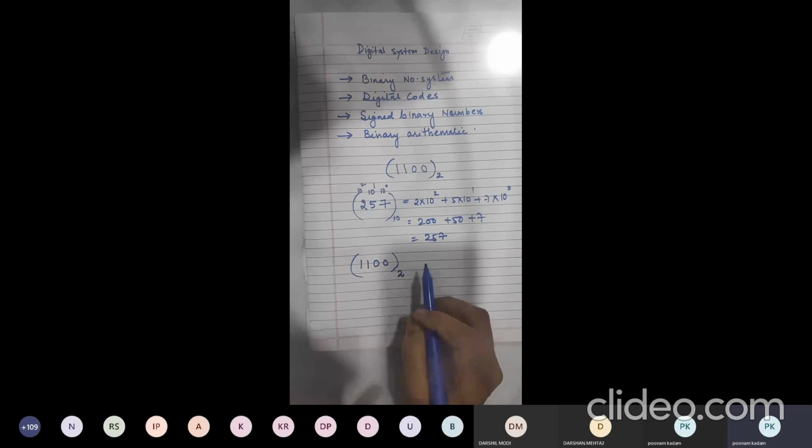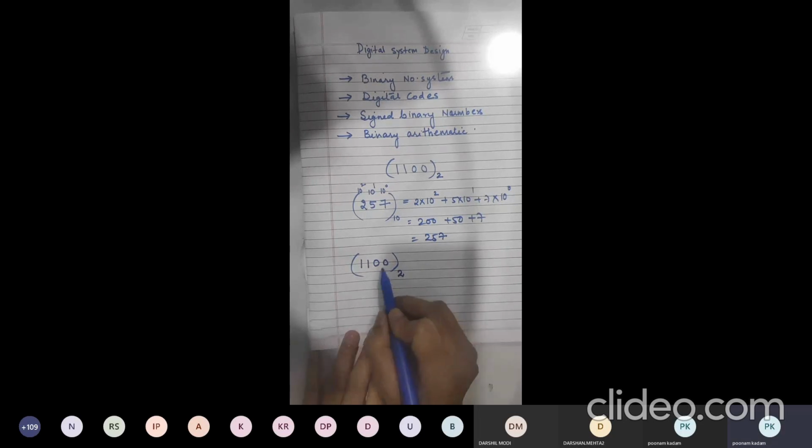Okay. So the weight associated with the last bit is 2 raised to power 0. Now the base is 2, so the power is in terms of 2. The weight associated to the next bit will be 2 raised to power 1. The weight associated to the next is 2 raised to power 2. And similarly, this is 2 raised to power 3.